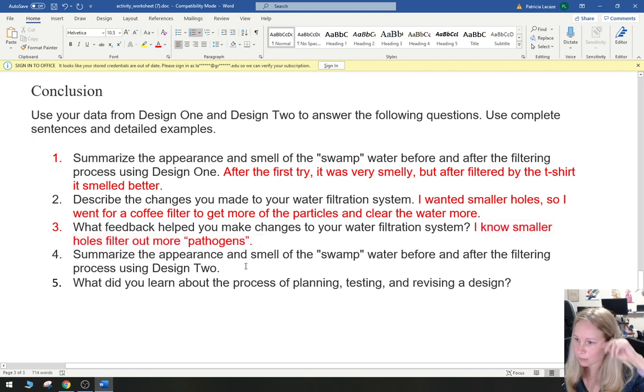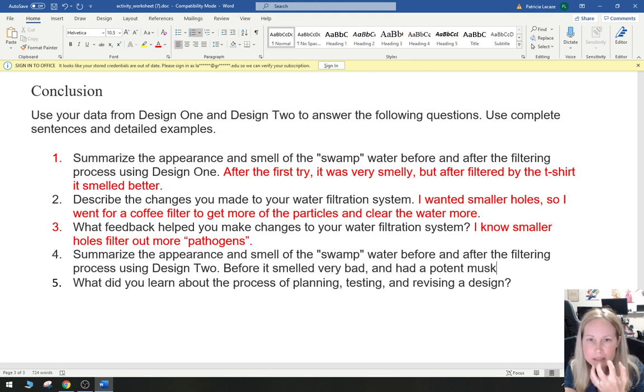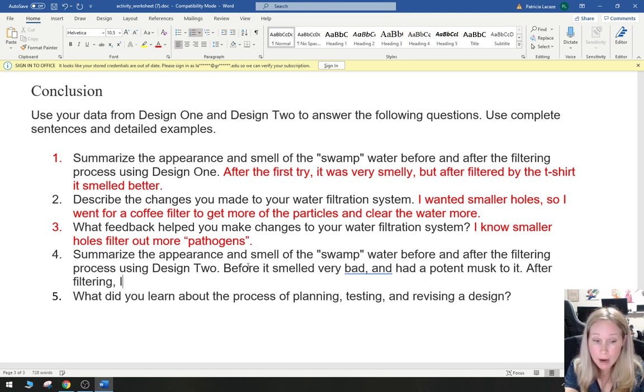Okay, on design 2, the smell before and after. Before, oh man, it smelled like, well, to say, before it smelled very bad and had a potent musky musk to it. After filtering, I hardly smelled anything at all.